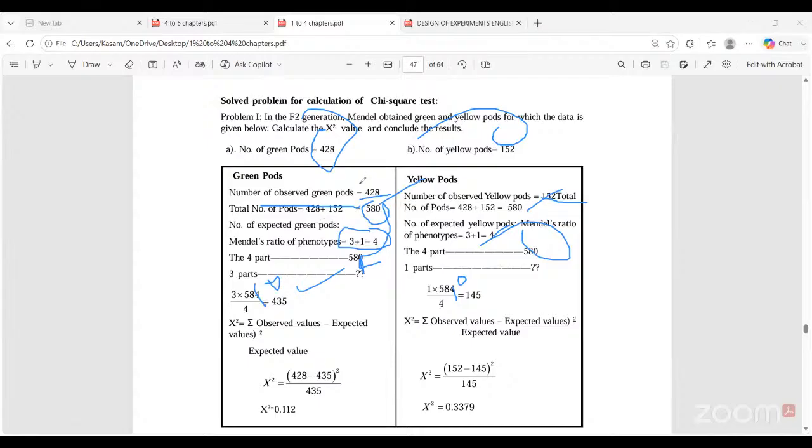So see here, observed value is 428. Expected value is 435. Observed value is 152, expected value is 145. Calculate them. These values are correct.